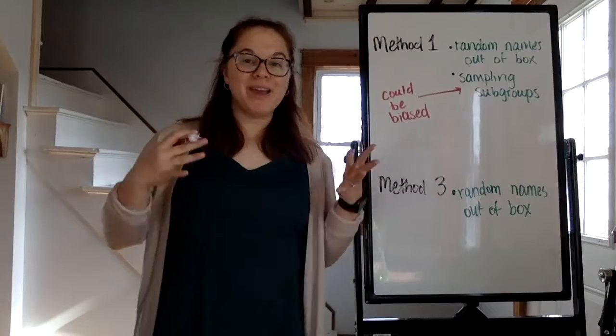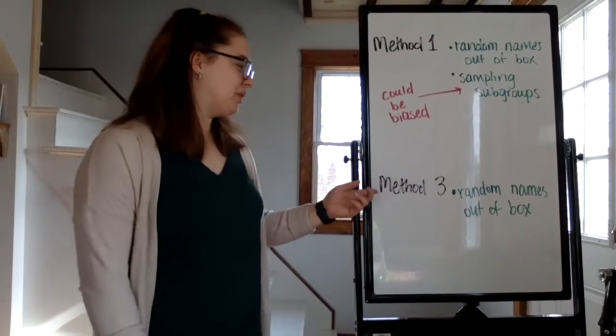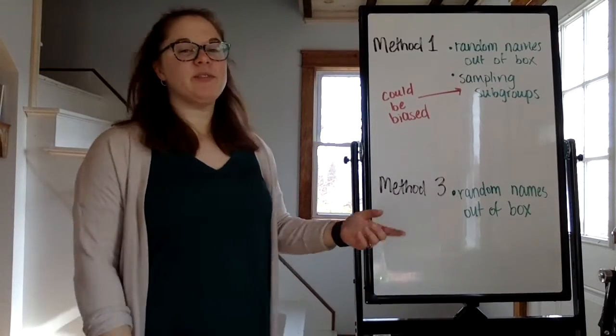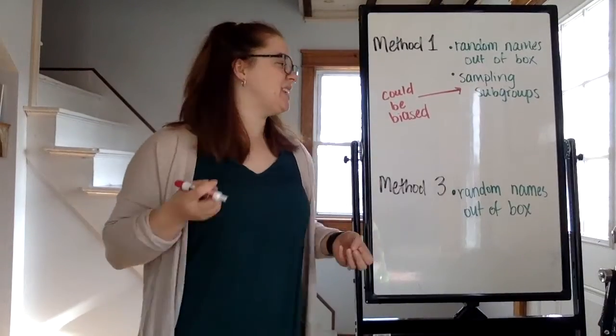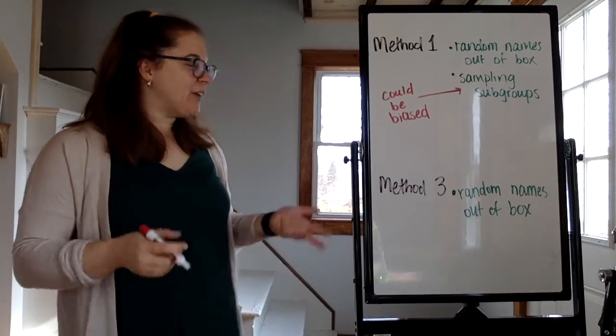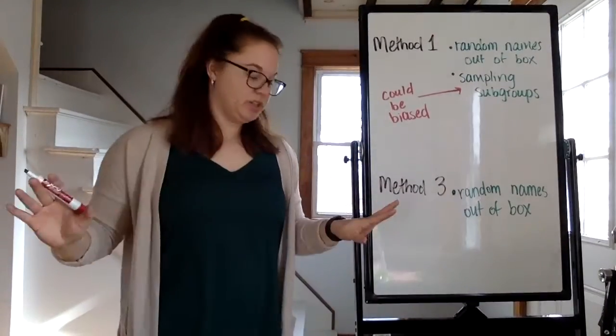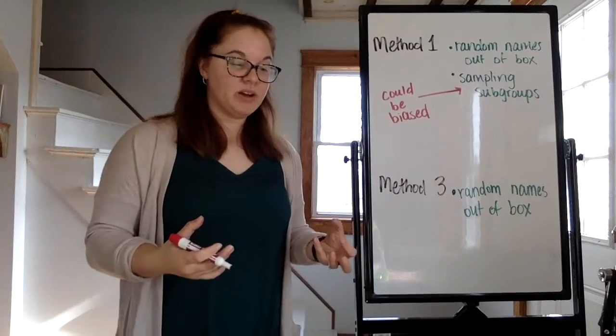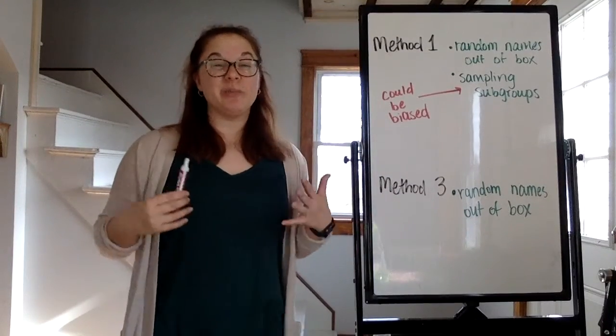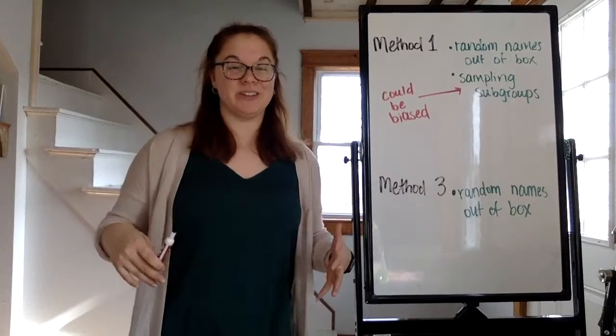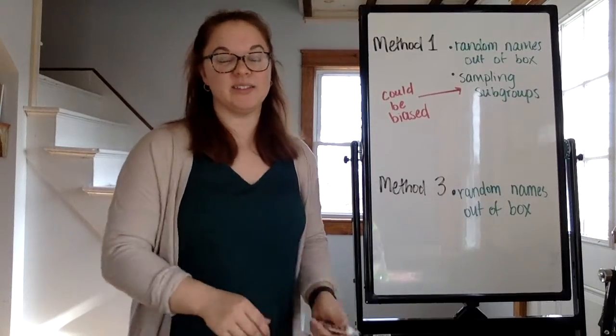My favorite method here is method number 3, because I don't have to worry about getting rid of biases in picking subgroups. I really like that it just turns into 20 names in a box, and everybody has a 1 in 20 chance of being picked to represent their class.